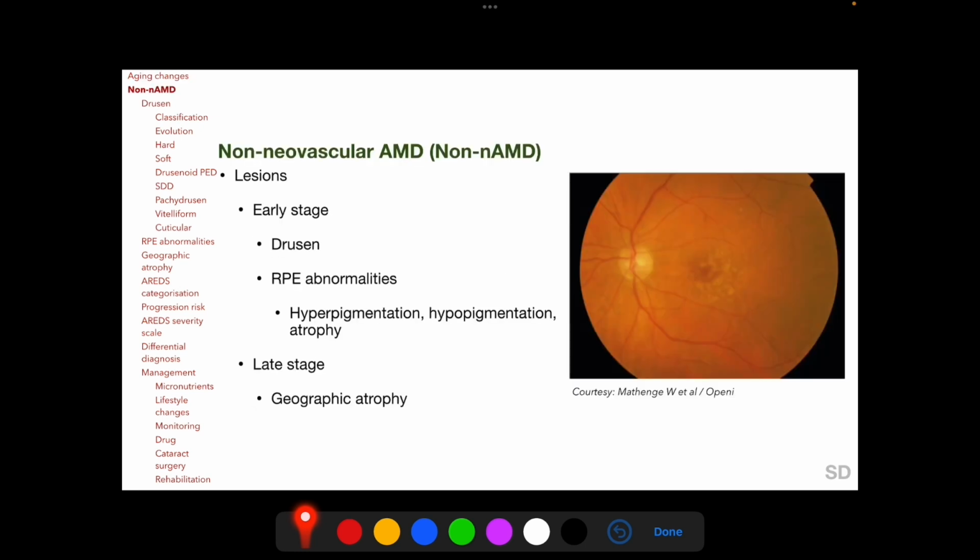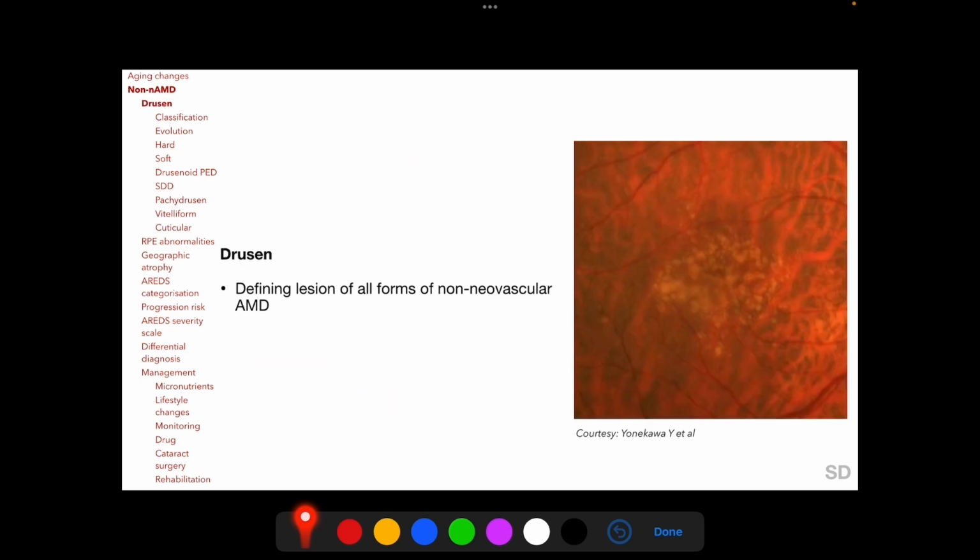The natural history of non-neovascular AMD has an early stage with drusen as seen here in this clinical photograph, and RPE abnormalities in the form of hyperpigmentation, hypopigmentation and atrophy, which is known as non-geographic atrophy, and a late stage characterized by geographic atrophy. Drusen are the defining lesion of all forms of non-neovascular AMD.